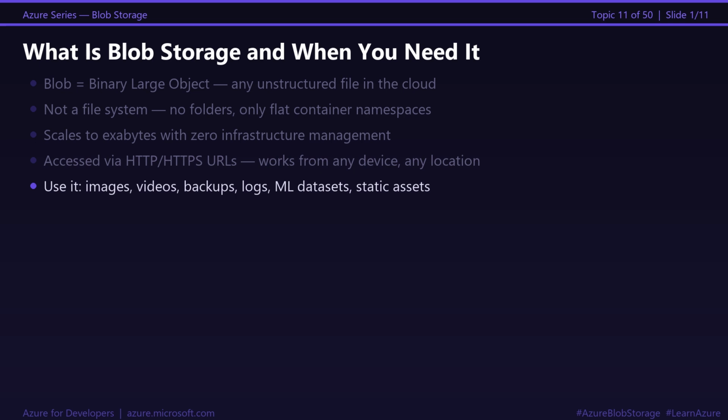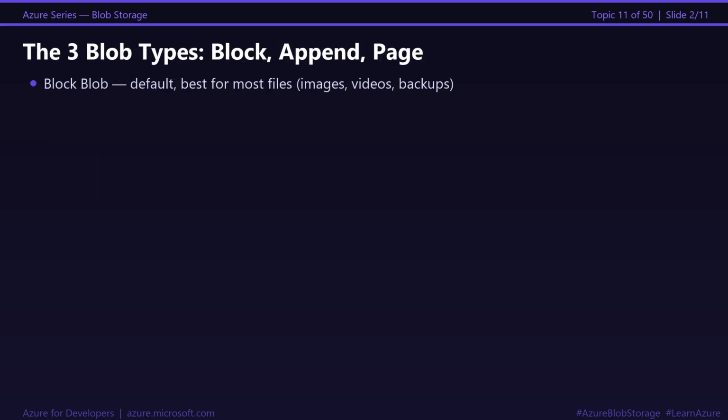What you do not use it for: relational data, complex queries across fields, or scenarios needing ACID transactions. That is what SQL and Cosmos DB are for. Azure gives you 3 blob types and choosing the wrong one is a mistake you cannot fix. You cannot convert a blob from one type to another after creation.